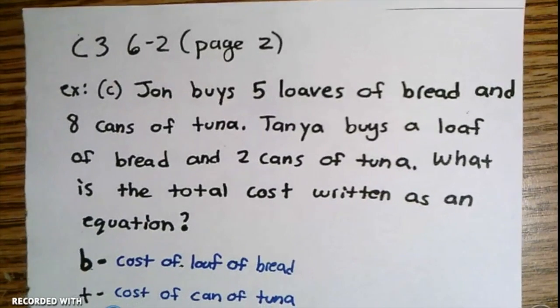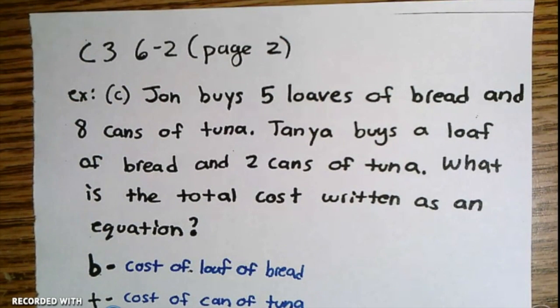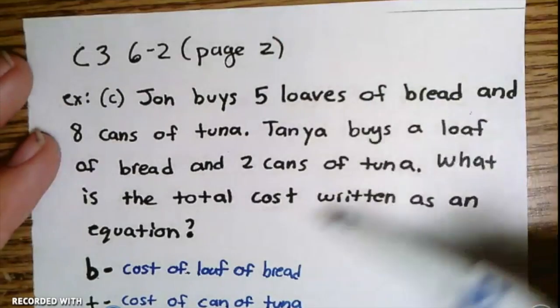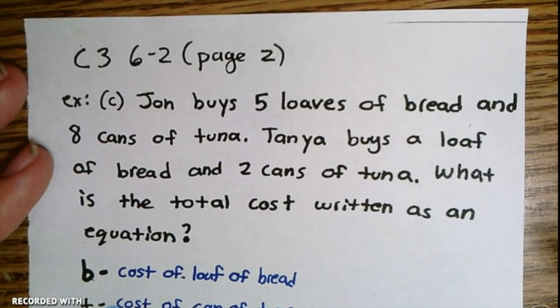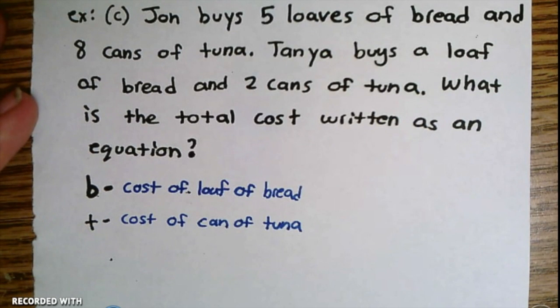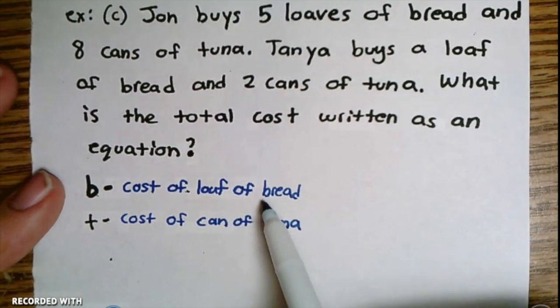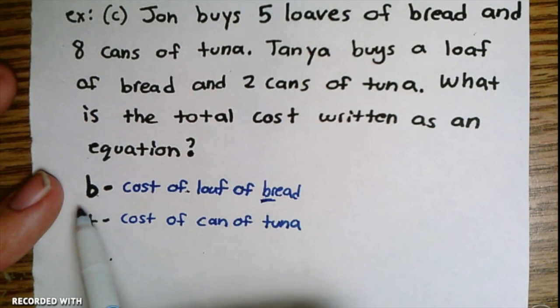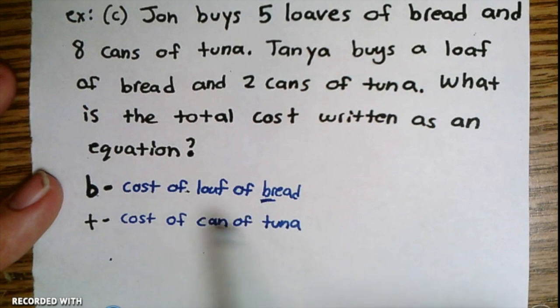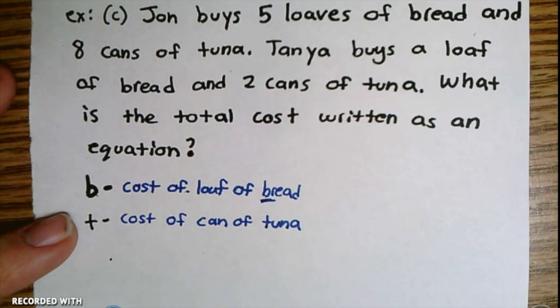Now I'm going to go to a different type of example. So here we have John buys 5 loaves of bread and 8 cans of tuna. Tanya buys a loaf of bread and 2 cans of tuna. What is the total cost written as an equation? Okay, so they want us to put this information into an equation that you could solve if you knew the cost of bread and tuna. What we're going to do first is pick variables and assign them what they mean. So B is what I'm going to use for a loaf of bread. And usually we pick variables that kind of make sense. So B with bread, that makes sense. T is going to represent the cost of a can of tuna.